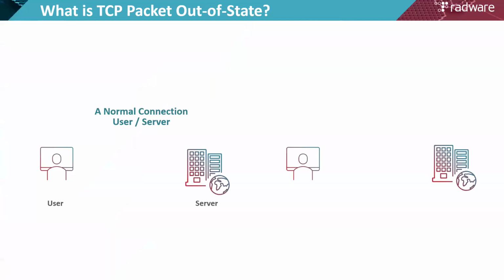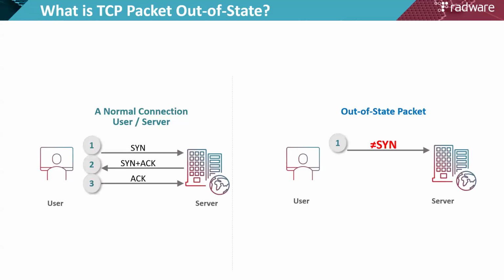So what is a TCP out-of-state packet? If the first packet that we are receiving is not a SYN packet, then we consider that packet as out-of-state. The normal connection is the client sending a SYN, the server responding with a SYN ACK, and the client sending back an ACK response. So that is your normal three-way handshake. But if the first packet that the server is receiving is not a SYN packet, in that case, we are considering it as an out-of-state packet.